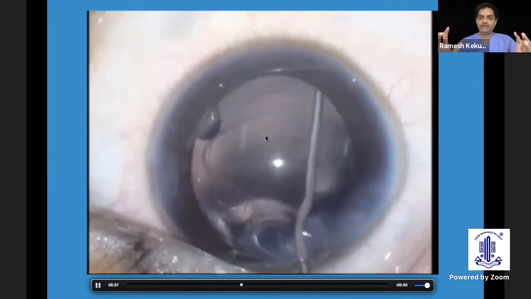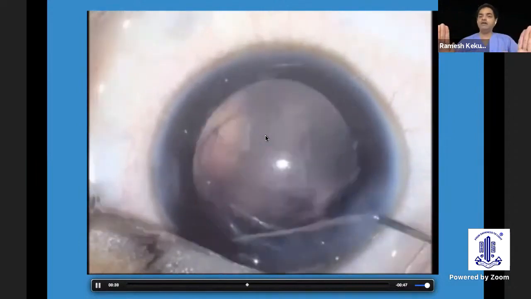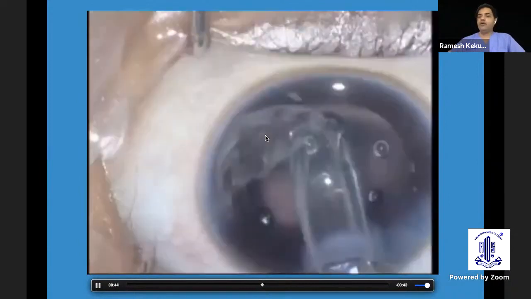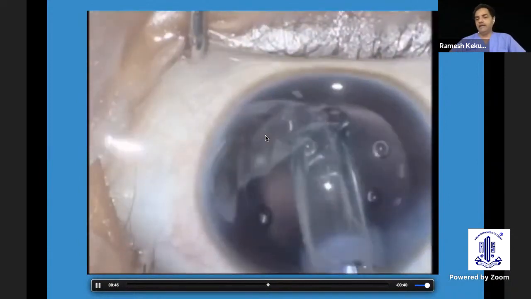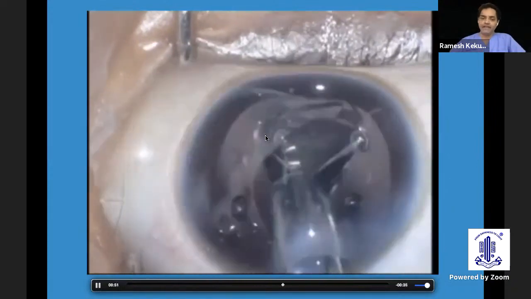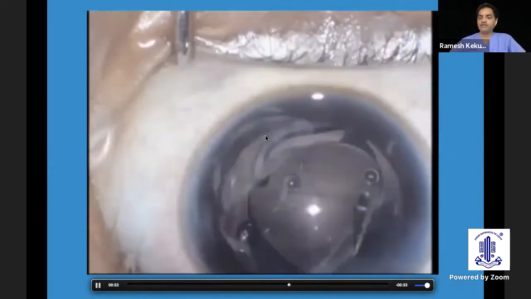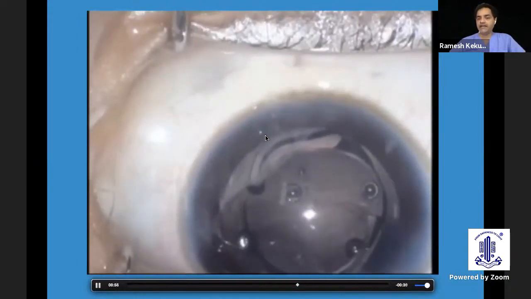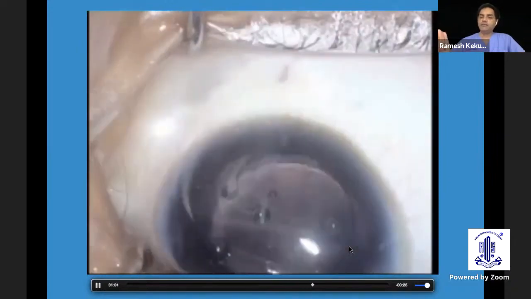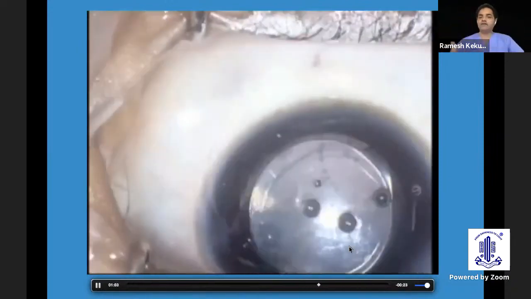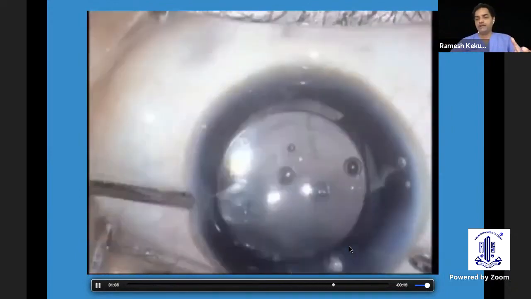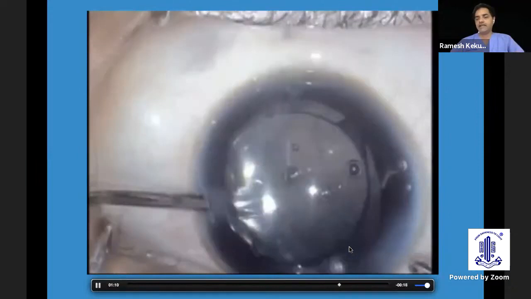Then assess again at this point of time, can I put a single piece lens or a 3-piece? Or with the 3-piece, should I want to capture it or not? Here we assessed, we thought that single piece can be implanted. Same principle, leading haptic goes inside first, and then the trailing haptic goes. And then whenever there is a posterior capsular rent because of the lenticonus in this case, don't nudge, just rotate the lens. That will take care of that.